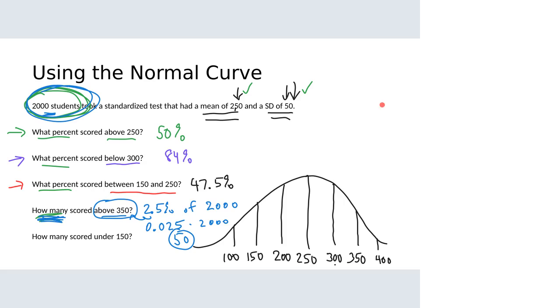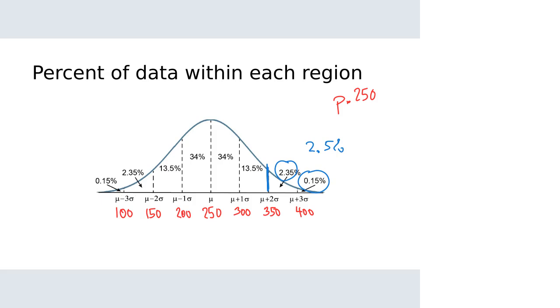Last question on this page. How many scored under 150? Go back. I'll use the same approach here. I'll find 150. Under 150 is back here. So the parts that I need to add up are these. Hey, that's 2.5% also. Oh yeah, the normal curve is symmetric.